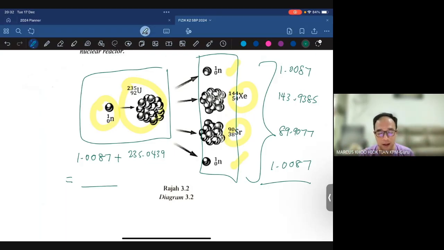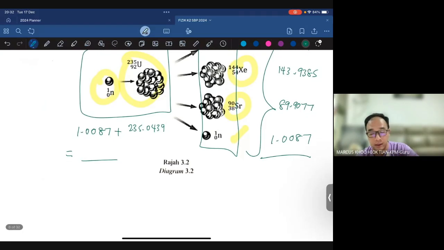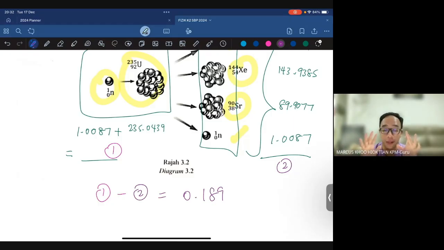I'm so sorry, I have no time to calculate all this one by one for you. But all I know is, let's say I call this number 1 and I call this number 2. Number 1 minus number 2, I'm going to get around 0.189. This is what we call the mass defect. Cacat jisim. Sebelah kiri tolak dengan sebelah kanan, kamu akan dapat baki. And that baki is what we call mass defect.